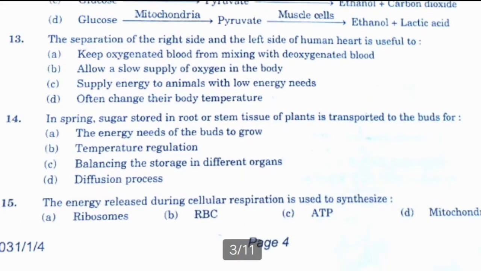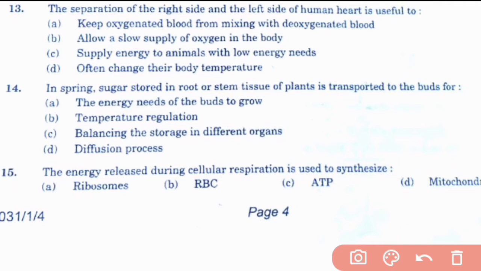The separation of the right side and left side of the human heart is useful to, option number A, keep oxygenated blood from mixing with deoxygenated blood. Option number B, a slow supply of oxygen in the body. Option C, supply energy to animals with low energy needs. And option number D, often change their body temperature. So the correct answer is option number A, that is keep oxygenated blood from mixing with deoxygenated blood.